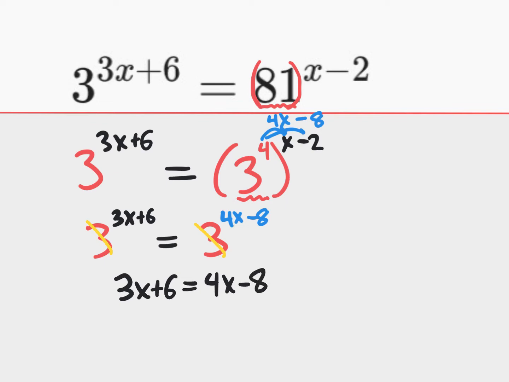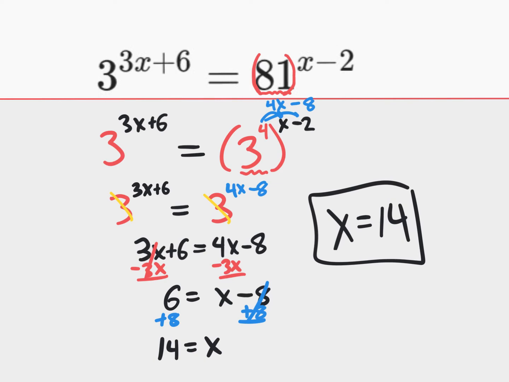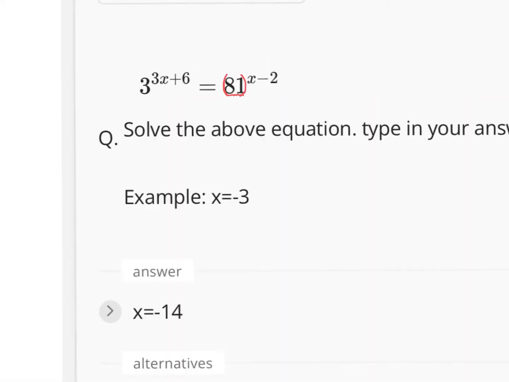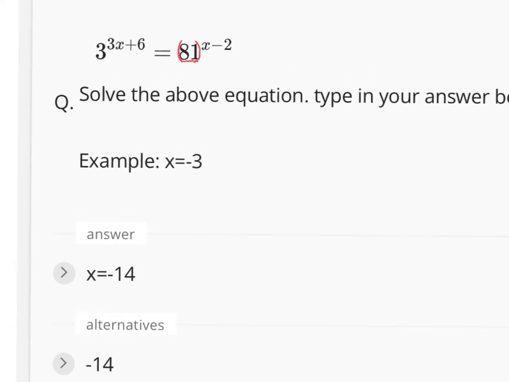And now let's just get the x by itself on one side. I have x's on both sides of this equal sign, so let's get rid of one of them. I'm going to subtract 3x. That'll cancel. I will end up with 6 equals 1x minus 8. And for my final step, I need to get rid of that minus 8 by adding 8. By adding 8, I will get 14 equals x. X equals 14. That's what you need to type in with no spaces between your terms, and you will get full credit. As you can see, the correct answer is x equals minus 14. Okay, or you could just type in minus 14. Let's move on to the next question.